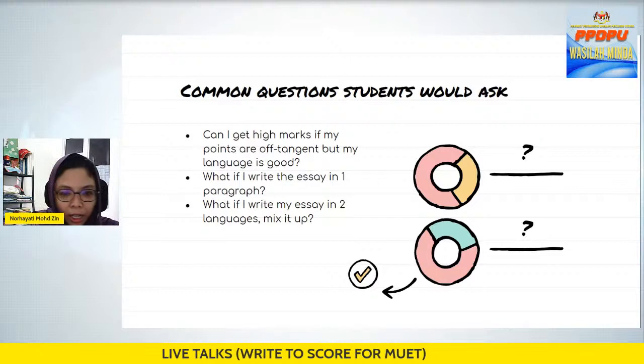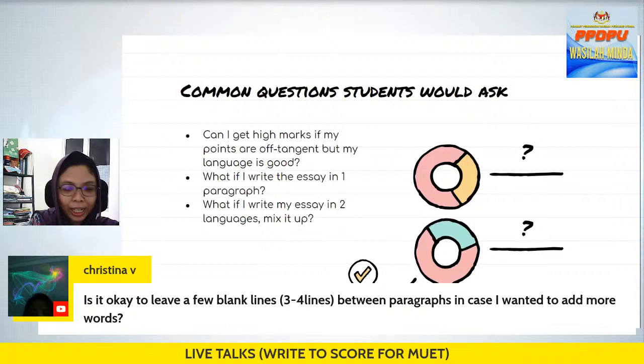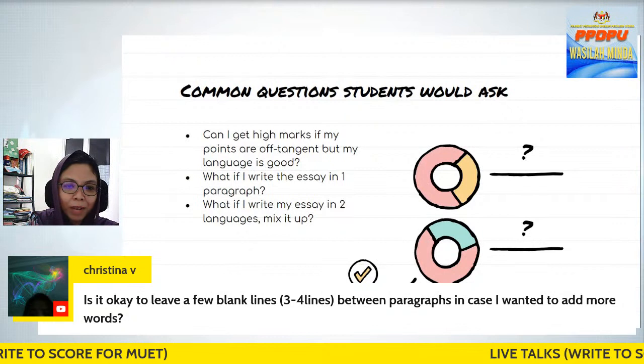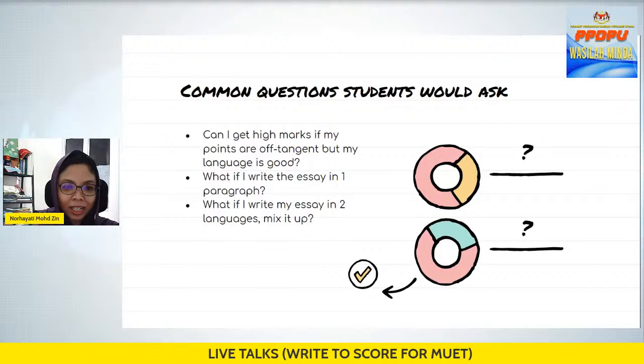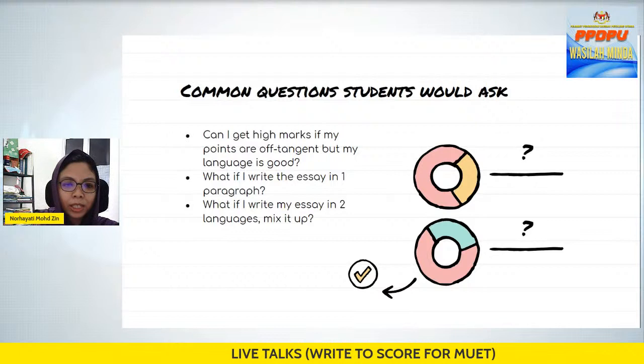Is it okay? Can we see the question again? Is it okay to leave a few blank lines, three to four lines between paragraphs, in case I want to add more words? There's no problem in leaving a few blank lines, as long as the transition is clear. But sometimes when we read, if there's a blank, we tend to think there is something missing, right? So please make sure that you plan first.